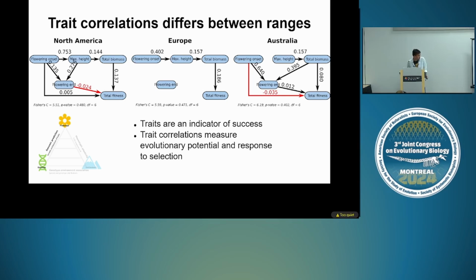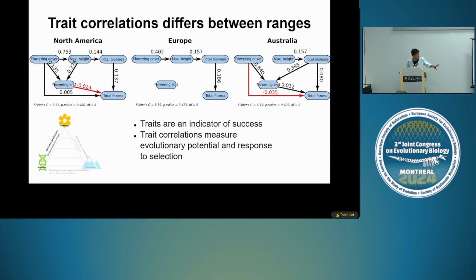Another thing I was looking at is the relationship between phenotypic and genotypic variation. The first thing we did was create structural equation models to look at the trait correlation networks. We looked at 5 different traits in this case, 2 life history traits and 3 morphological traits. The main takeaway is that the traits differ in the way they're connected to each other depending on the range you're considering.